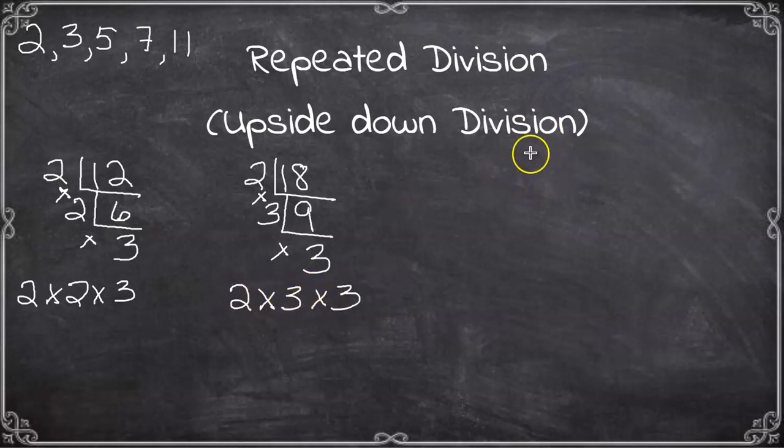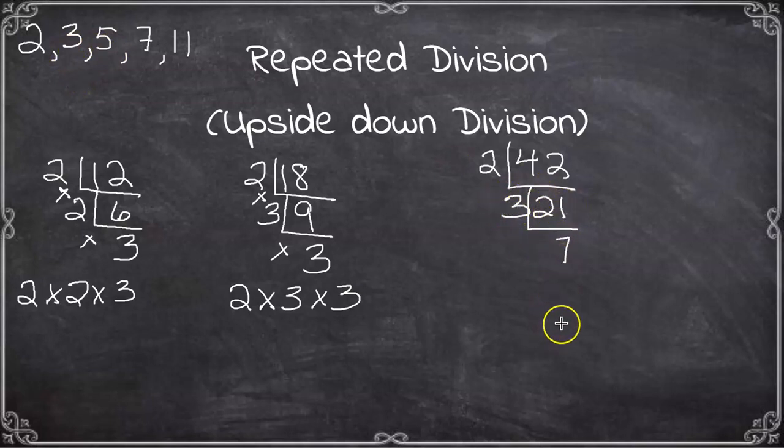Let's do one more. Let's do 42. It's an even number. The lowest prime number I can divide by is 2. As long as it's an even number, keep dividing by 2. 42 divided by 2 is 21. Okay, so 21 is not an even number, but the next one I can divide by is 3. So let's divide this by 3. 21 divided by 3 is 7. 7's a prime number. So I have my prime factorization for 42: 2 times 3 times 7.